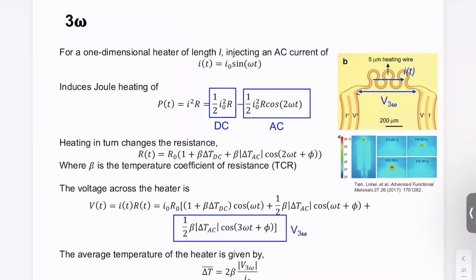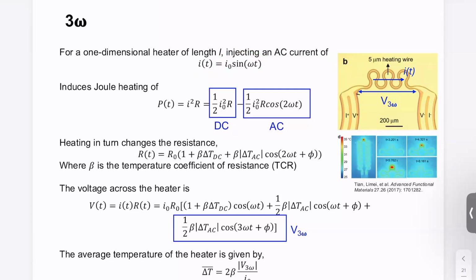This is probably something new to a lot of us. So in 3 omega, we have a heater. We inject an AC current into this heater. The AC current is I(t) equals I naught times sine omega t. So this is a sine wave. This is your AC current that you inject into the resistor.